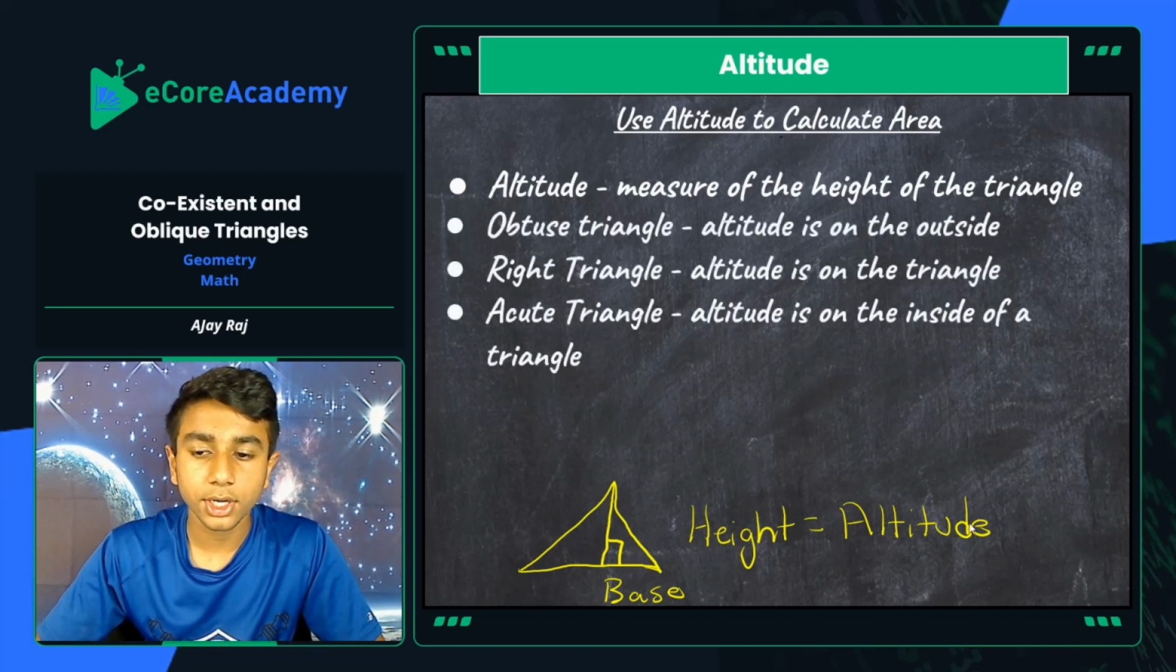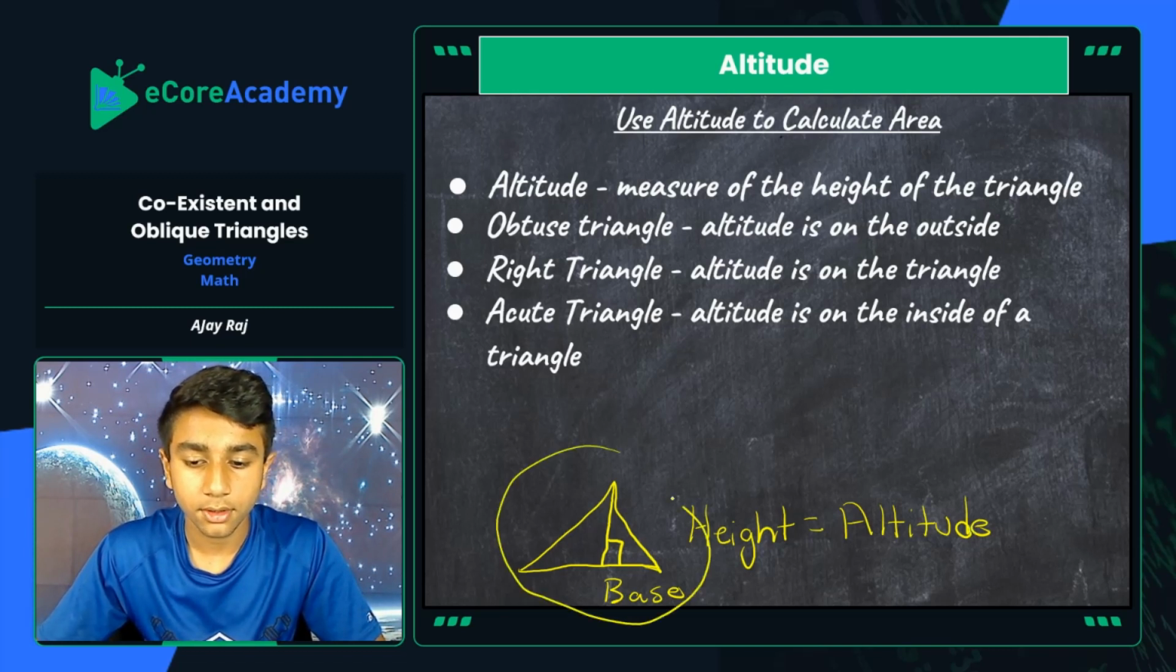All right, let's look at some special case scenarios here. In an obtuse triangle, the altitude will be on the outside of the triangle, meaning it will not be on the interior, it'll be on the exterior of the triangle. On a right triangle, the altitude is one of the side lengths of the triangle. And in an acute triangle, the altitude is on the inside of the triangle, on the interior, just like this example right here.